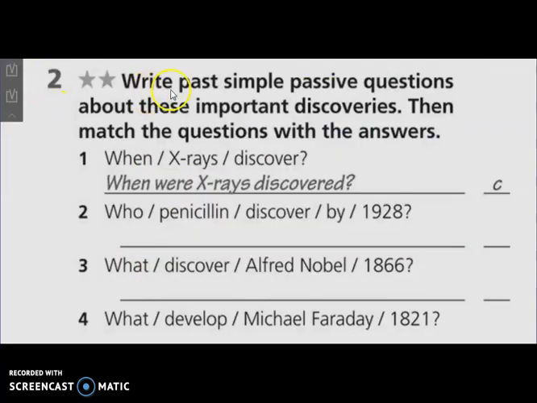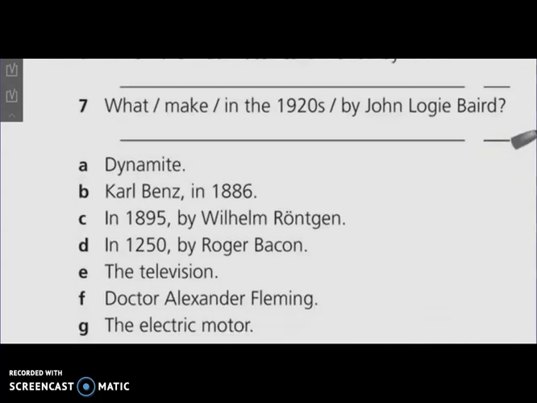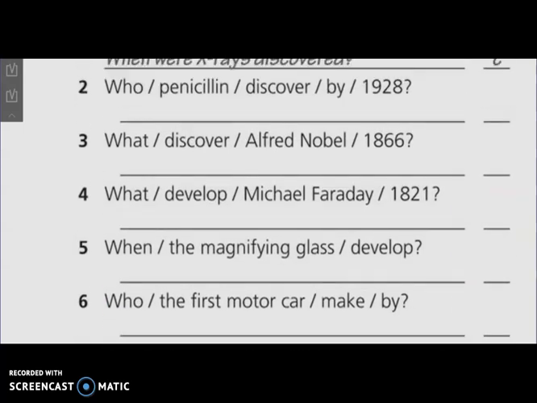Now please move to the next. Write past simple passive questions about these important discoveries. Then match the questions with the answers. Number 1, when X-rays discovered. So when were X-rays discovered? With C, in 1895. Number 2, who penicillin discovered by, 1928. So who was penicillin discovered by in 1928?